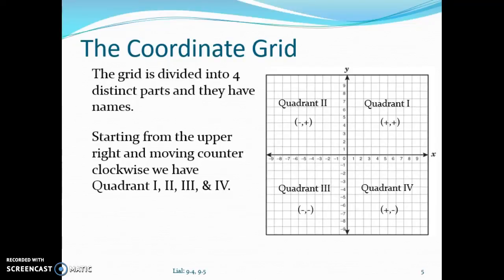There are the quadrants. That's just what we call the different sections of the grid. It is divided into 4 quadrants, quadrant 1, 2, 3, and 4. You can see they start in the upper right hand corner, and we go counterclockwise to the left to count 1, 2, 3, 4.